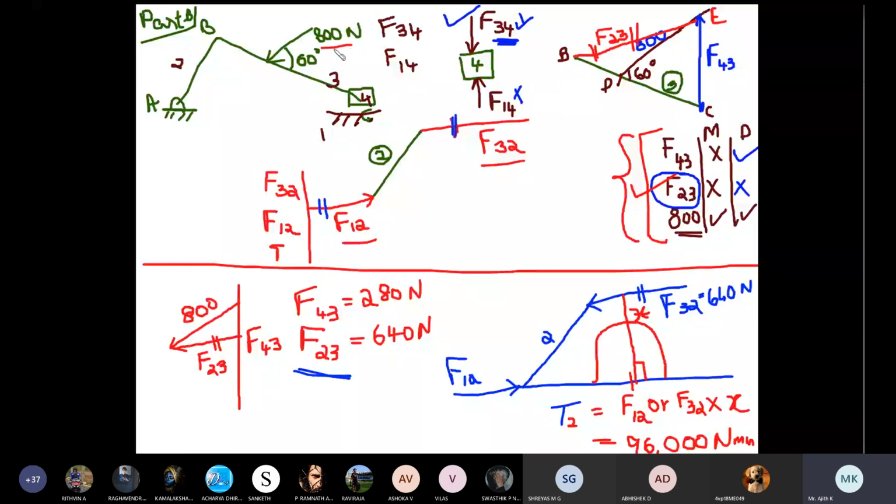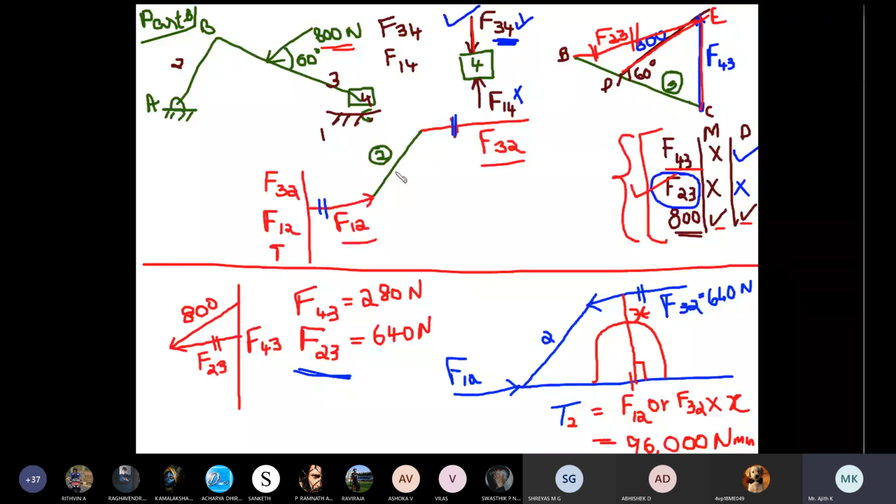Draw the free body diagram of individual links: link number 4, link number 2, and link number 3. And in link number 3, if you consider, there are 3 forces: F43, F23, and 800. For drawing this free body diagram, magnitude is not important, only direction is sufficient. Both magnitude and direction are known for 800 Newtons. So you plot a line parallel to 800, a line inclined at 60 degree. Then the direction of F43 is known because it is exactly vertical. F34 and F43 will be opposite to each other. So draw one perpendicular line or vertical line. Connect point B with this intersection point E. You will get the direction of F23, not the magnitude of F23.